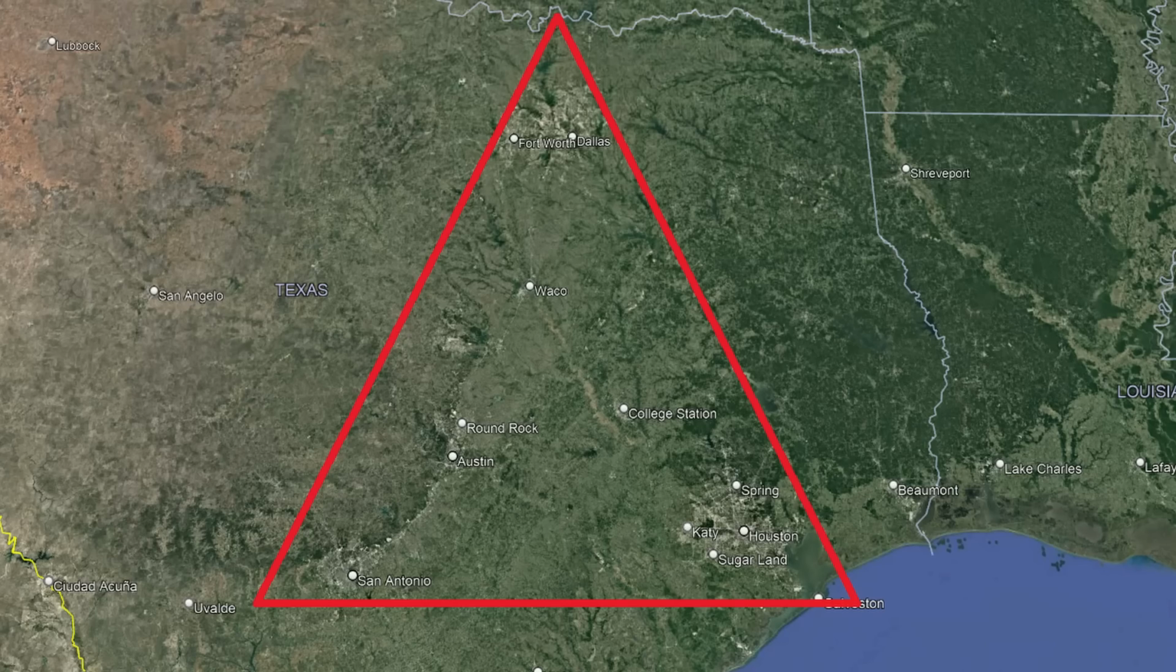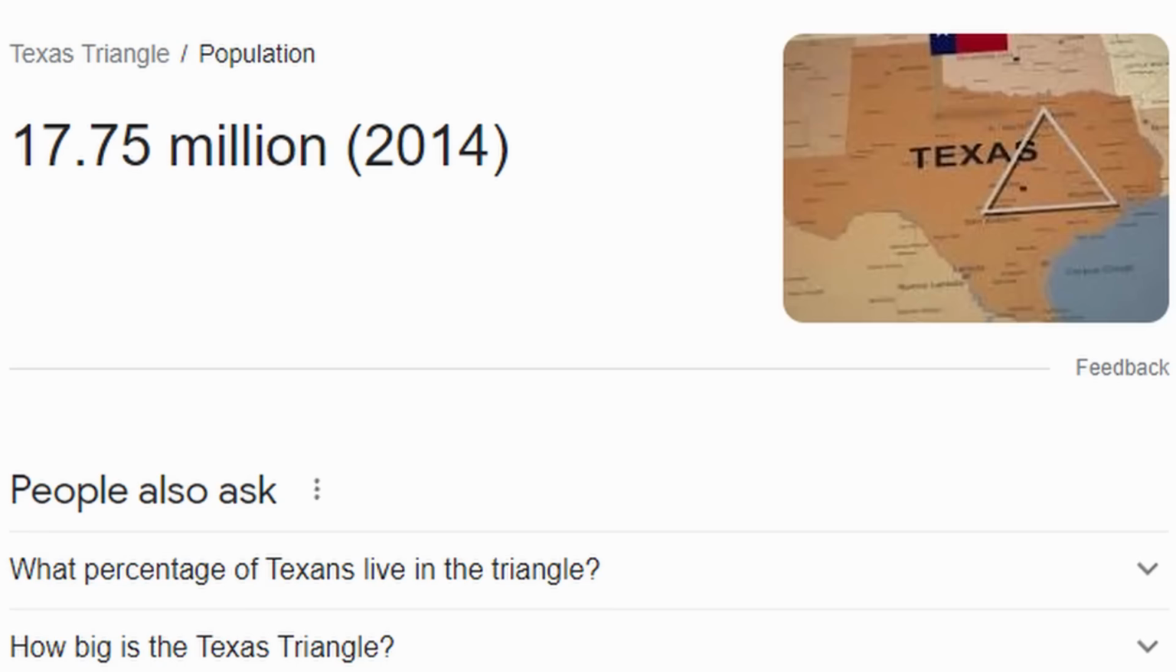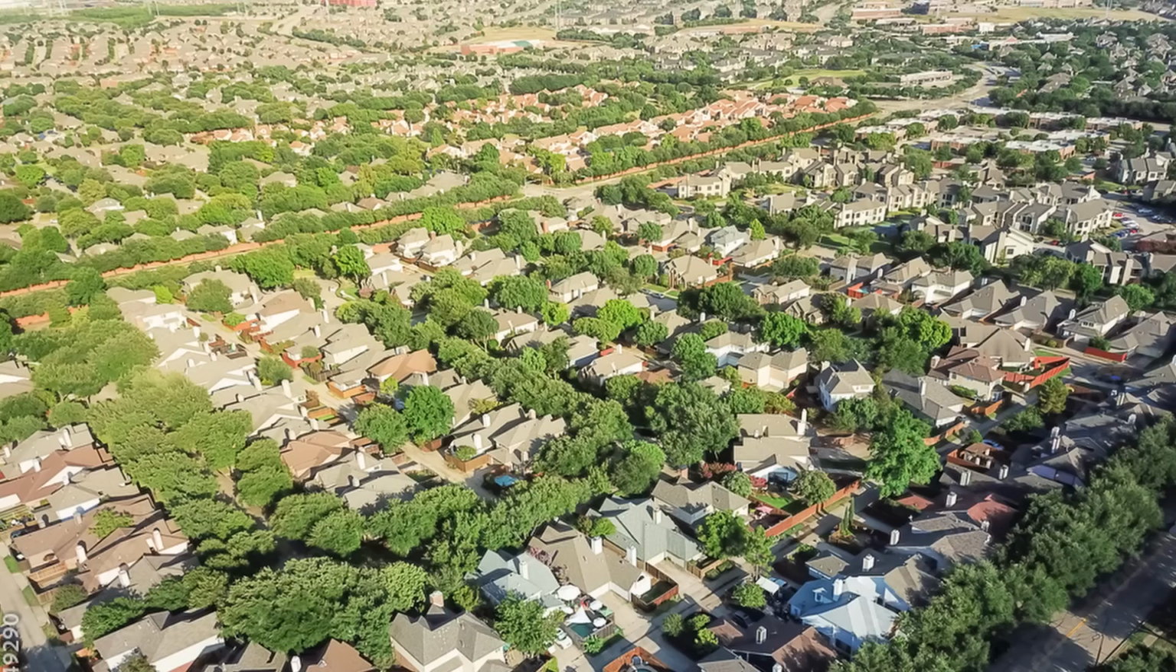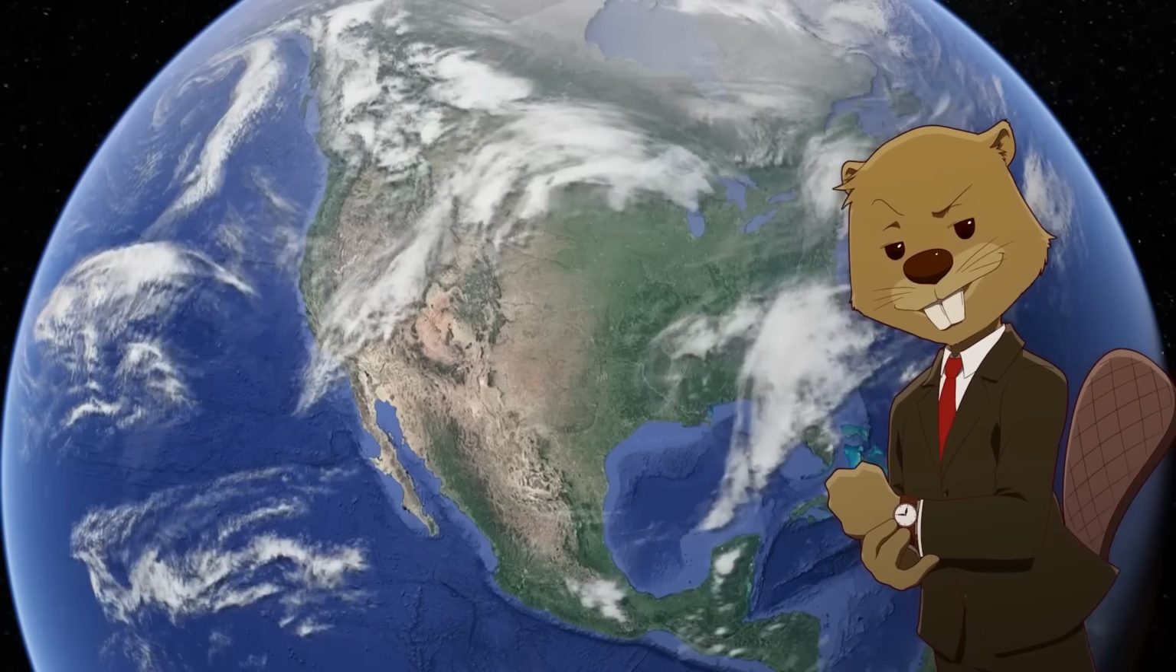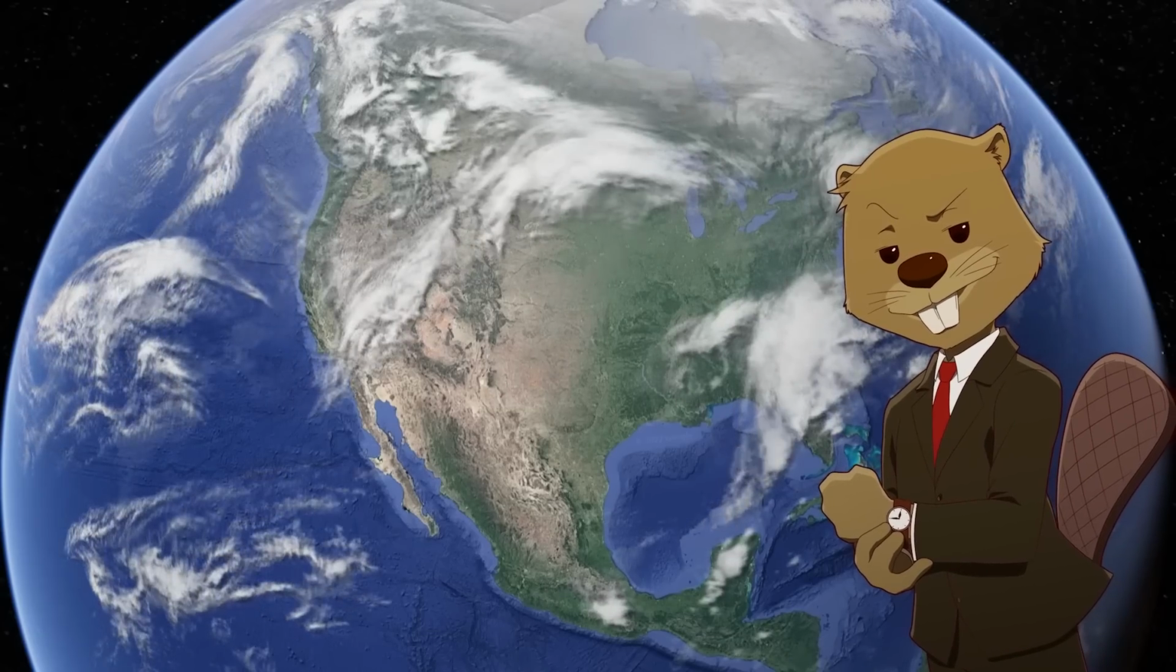So what is the Texas Triangle? Well, it's defined as a megaregion located in the eastern part of Texas. It has a total population of 17.7 million, spread through 8 metropolitan areas, and is continuing to grow at a rate not seen anywhere else in the United States. It's completely insane.